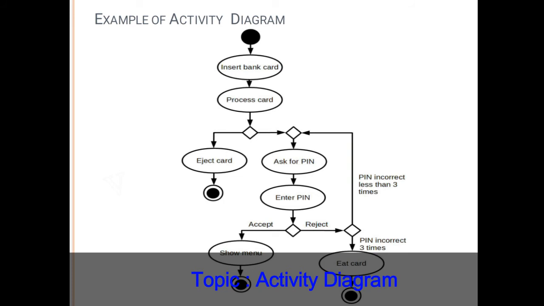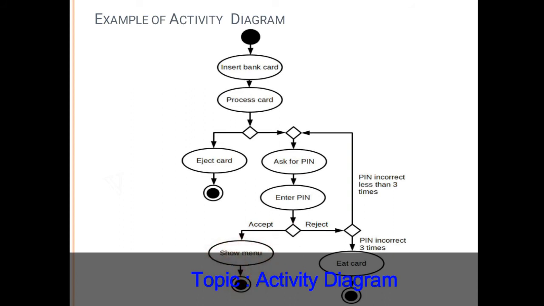But if our card is valid, then the bank ATM system will ask you to enter your pin. So this is the decision making symbol, and here ask for pin is our activity. Whenever the system asks you to enter your pin number, you enter the pin, and then here once again a decision symbol. If our pin number is accepted by the system, then we have to show a pop-up menu on the screen, and finally the task will be completed.